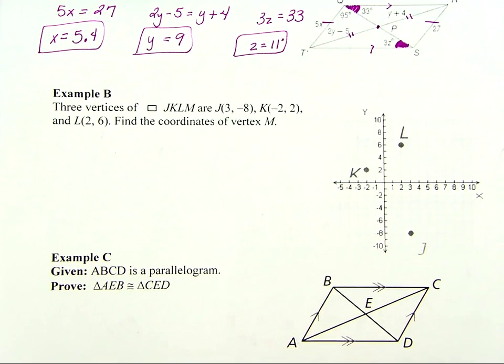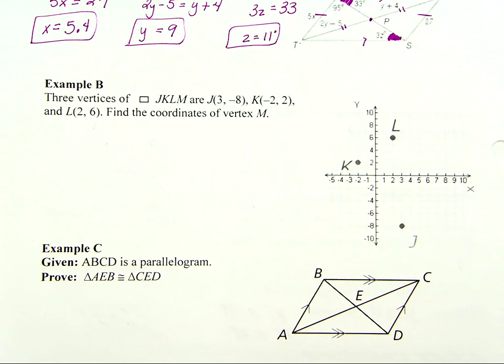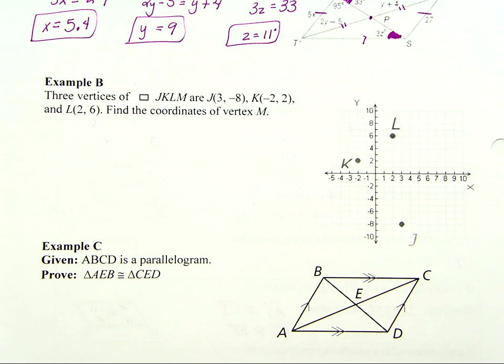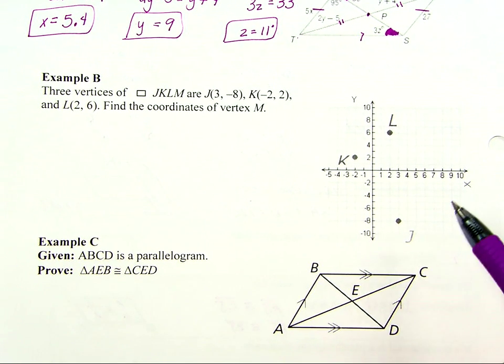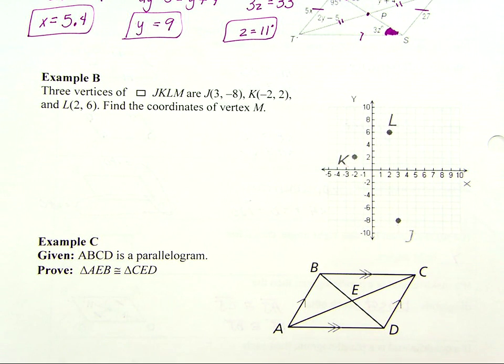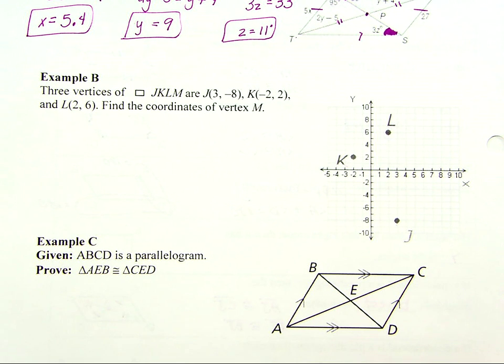In example B, it tells me that we have 3 vertices of my parallelogram JKLM. J is at (3, -8), K is at (-2, 2), and L is at (2, 6). Find the coordinates of vertex M. Well, as I look, these are plotted over to the right, J, K, L. There's a couple different ways that you could work this problem, but I happen to think the easiest way is by thinking about the slope.